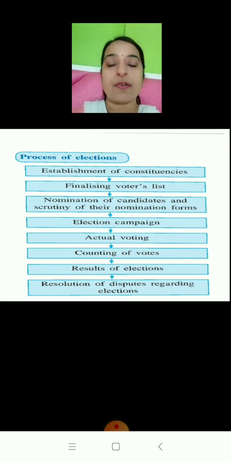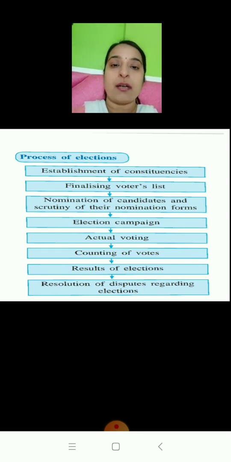Once again we will revise the process of elections: establishment of constituencies, finalizing voters list. Children, don't write preparing voters list here; it is finalizing voters list. Then nomination of candidates and scrutiny of their nomination forms, election campaign, actual voting, counting of votes, results of elections, and resolution of disputes regarding elections. So this is the process of election.